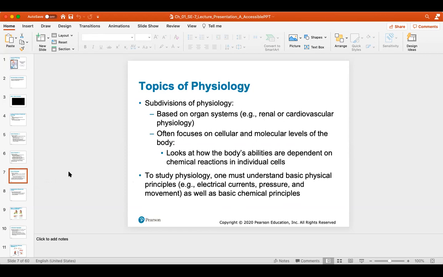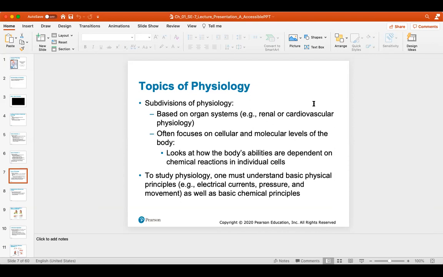Subdivisions of physiology. We usually subdivide physiology based on organ systems. So we'll talk about the renal system having to do with the kidneys. One chapter will be all on how your kidneys function and how the kidneys work to filter all the substances out of the blood to create urine. Cardiovascular physiology, we'll talk about the cardiac cycle, your heart, blood pressure.